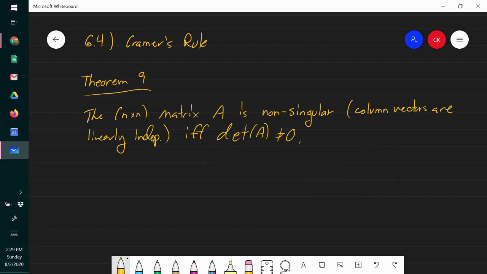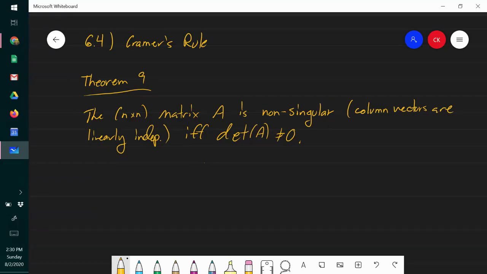So in this lesson, we're going to start out with section 6.4, which is Cramer's rule. But before we do that, we get a theorem here to get us started, and that is that if we start with an n by n matrix A, it will be non-singular. In other words, the column vectors will be linearly independent if and only if the determinant of A is non-zero.